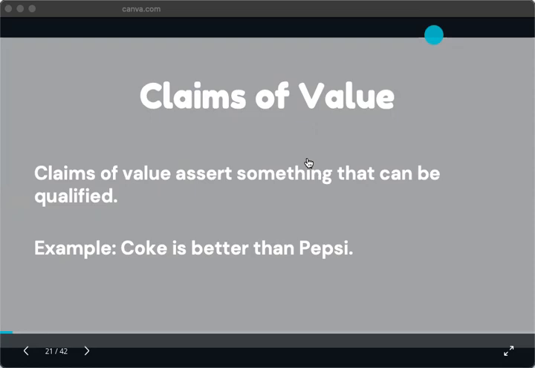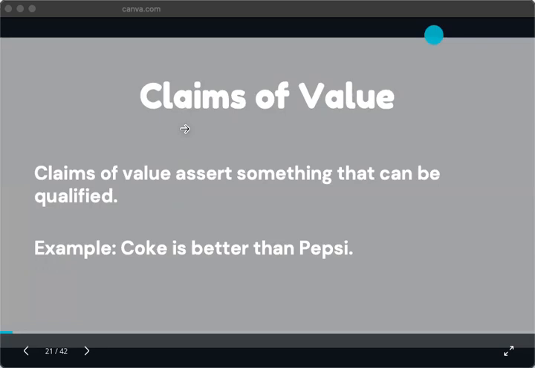And then, sir, what are those words that I have to look for in order for me to have a clue that such statement is under claims of policy? The words, you can find it here in the example: ought to, must, shall. Okay, these are words that usually indicate that a statement is a claim of policy.